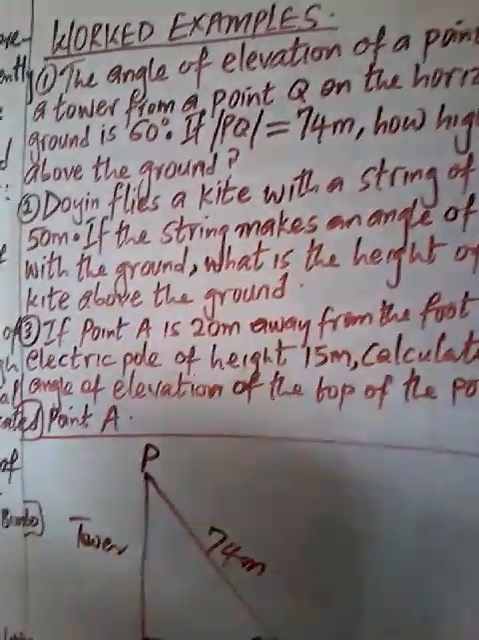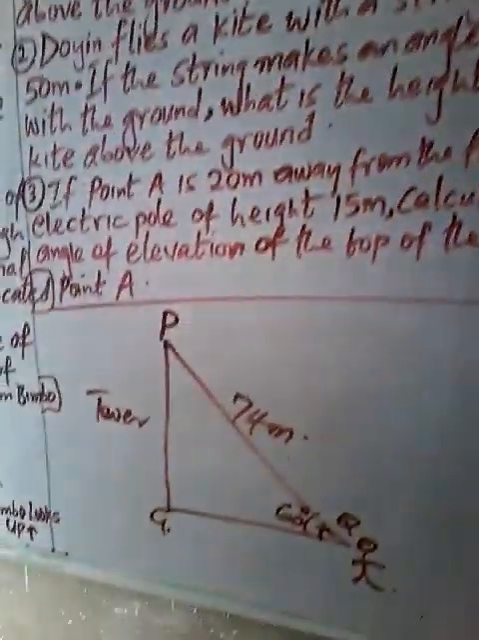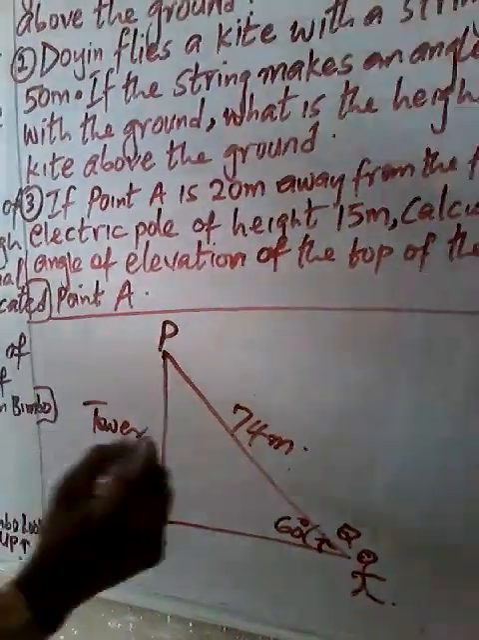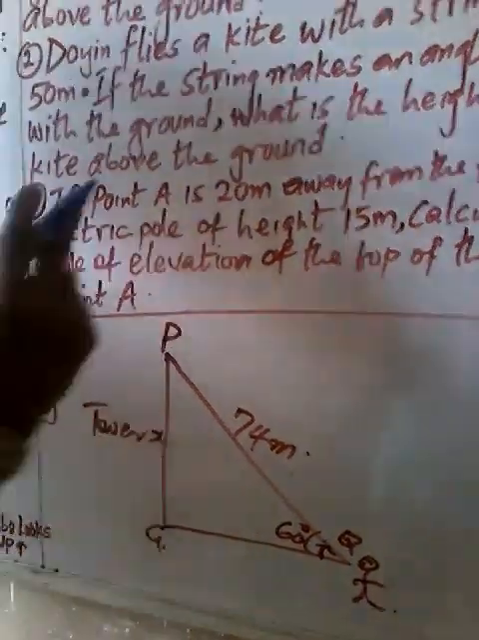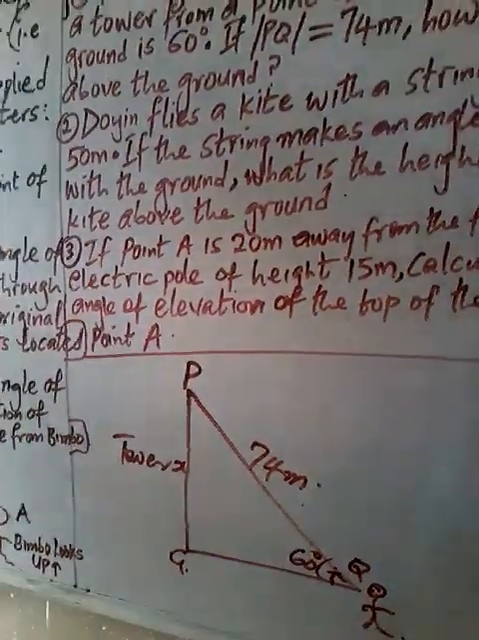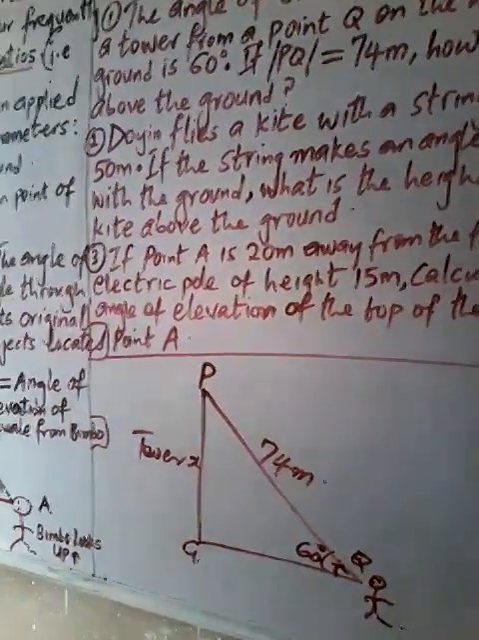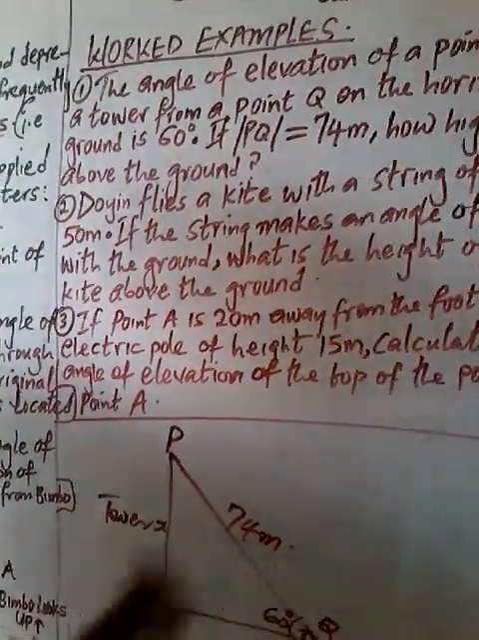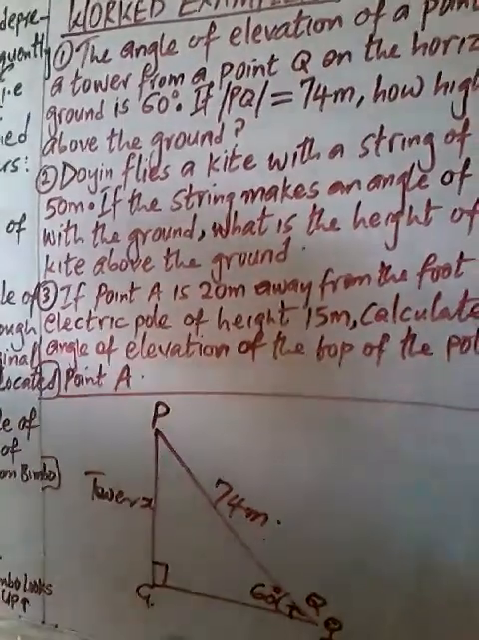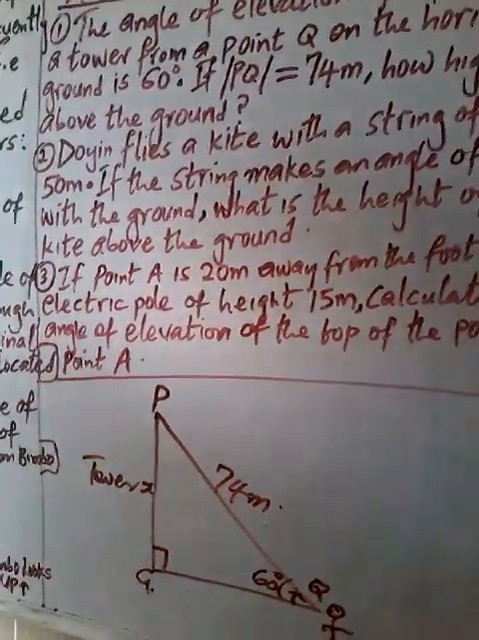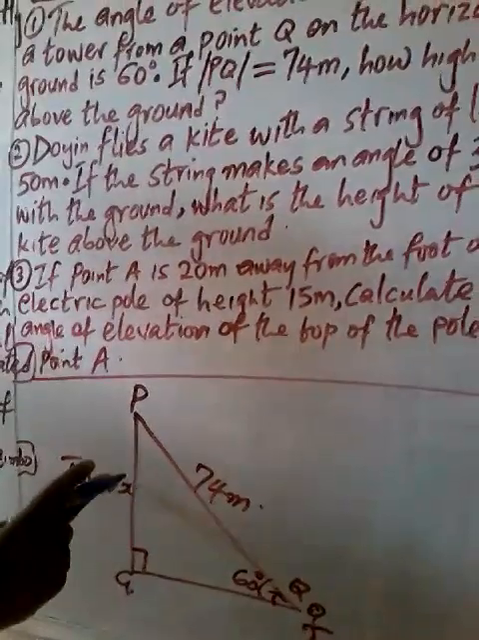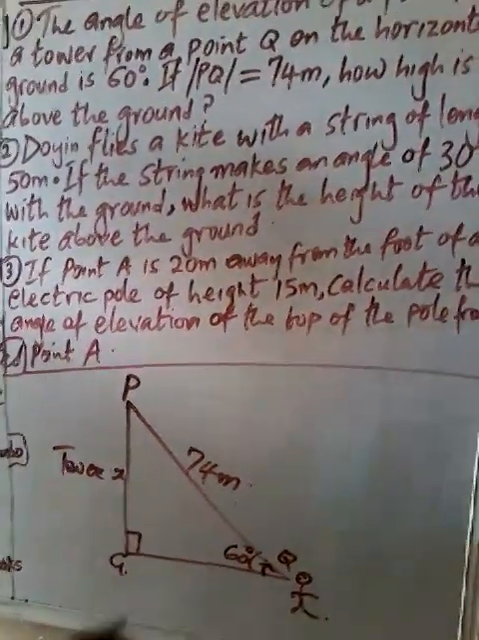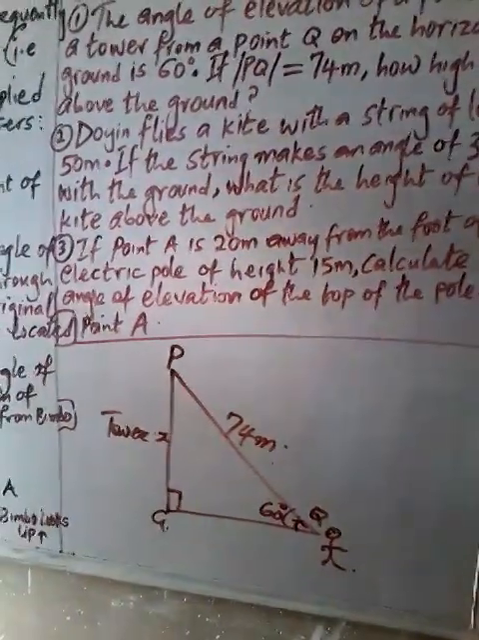This is point P, and this is the ground, G. So the distance we have to calculate here is X, the height of the tower. How do you go about this? The only two things we are given here are the 74, the hypotenuse of this right angle triangle, and the angle 60. So the side we're looking for is X, which is opposite the angle of 60 degrees.